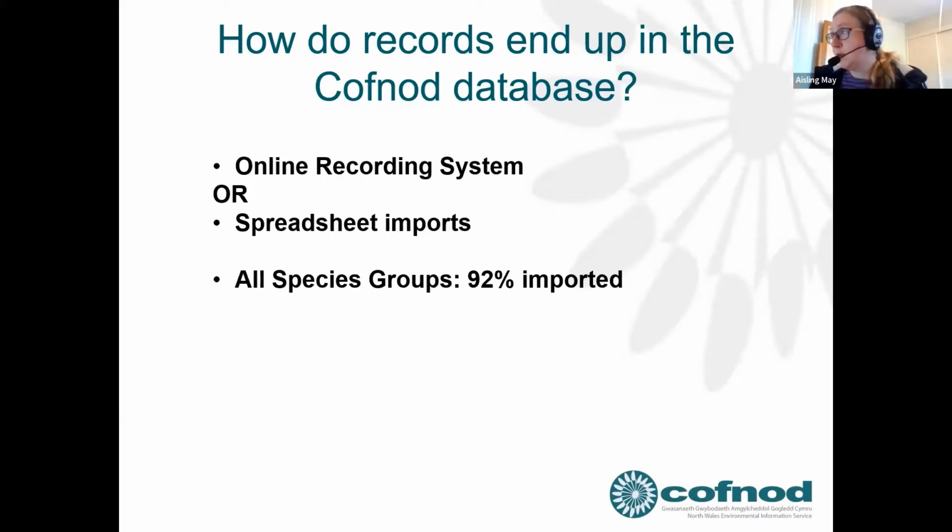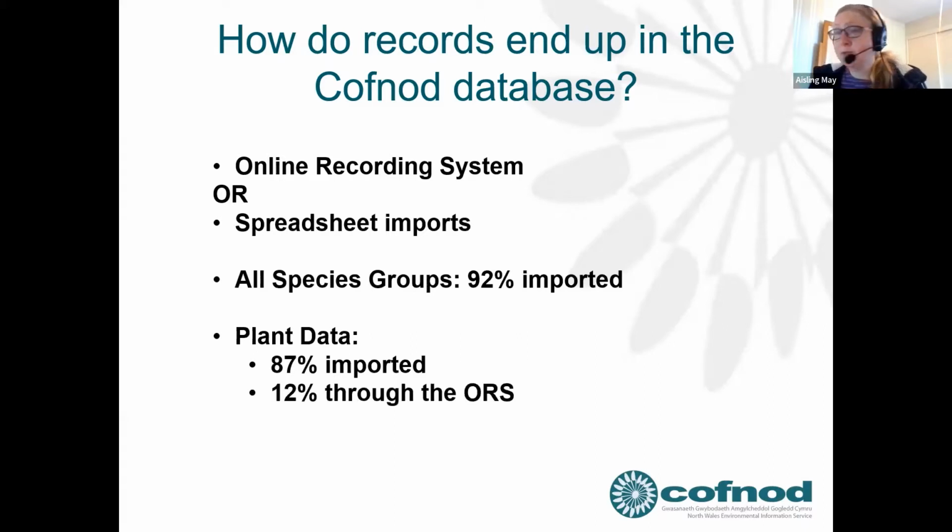When we look across the whole database, about 92% of it is imported from spreadsheets. With plant data, it's a little bit less than that, about 87%, which means that 12% of the plant records we hold does come through the online recording system, which means it is a really important route for plant data getting onto the database.